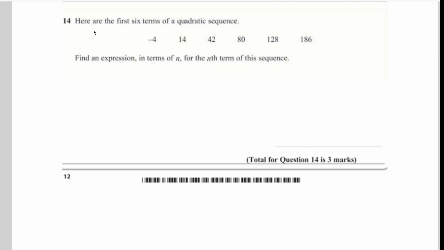Question 14. Here are the first 6 terms of a quadratic sequence: -4, 14, 42, 80, 128, 186. Find an expression in terms of n for the nth term of this sequence. So you should know a few notations of sequences. What is nth term? Nth term means formula.